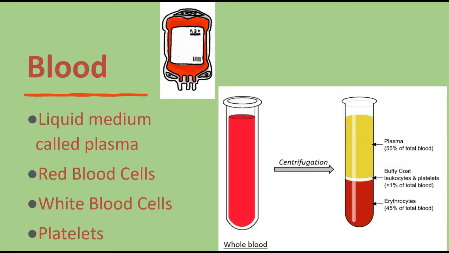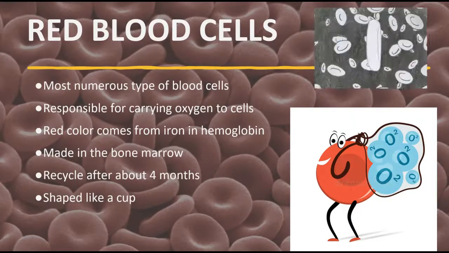There is plasma, which is the medium that it is all in. It is roughly 55% of blood by volume. Then there are red blood cells, white blood cells, which are a part of the immune system as well, and then platelets, and we'll talk about each of those.